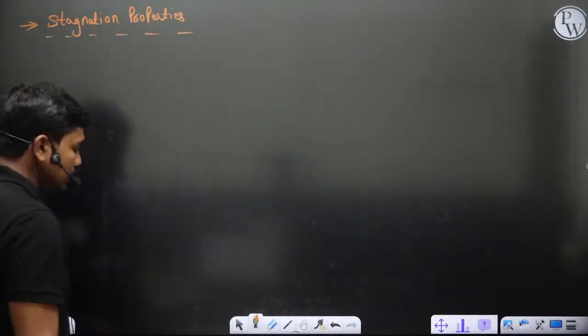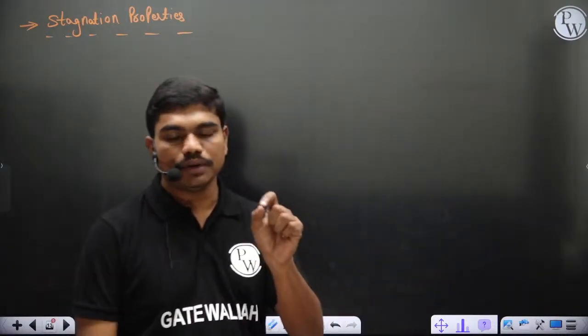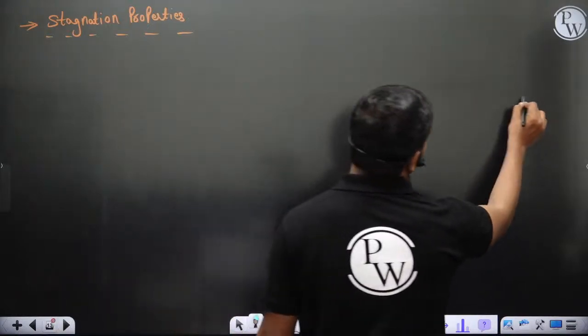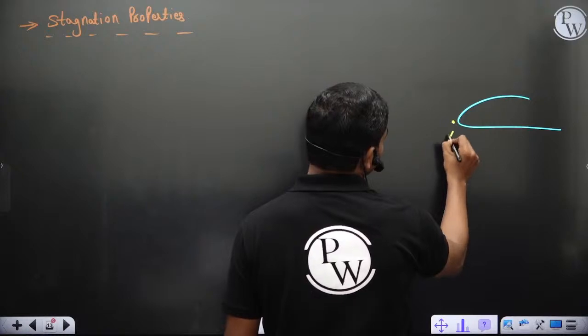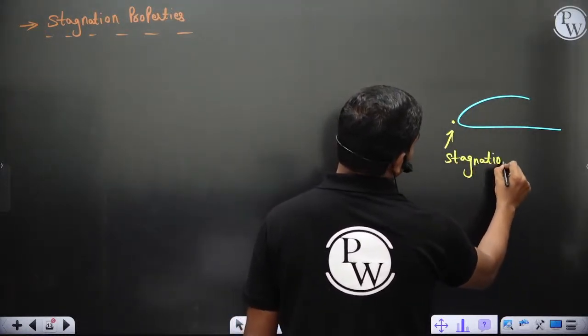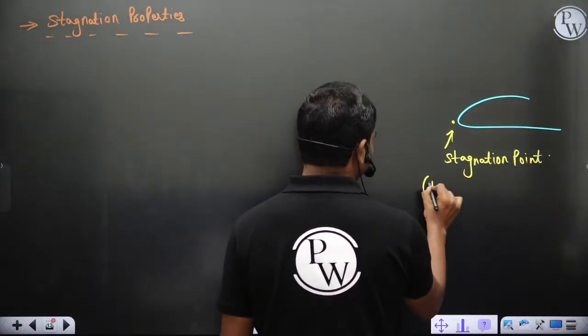Stagnation properties. So what is a stagnation point? We know the stagnation point is the point where the flow is locally having a velocity 0, correct? So let's say, for example, if there is a submarine, something like this, then you all know at this point, somewhere close to this, we have a stagnation point.